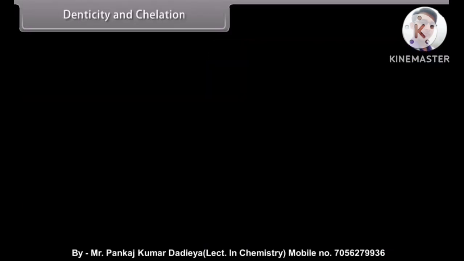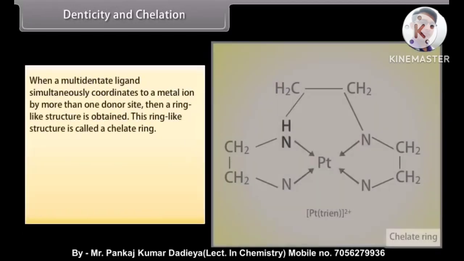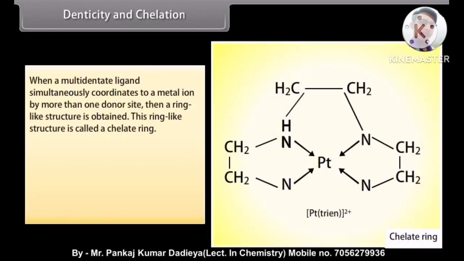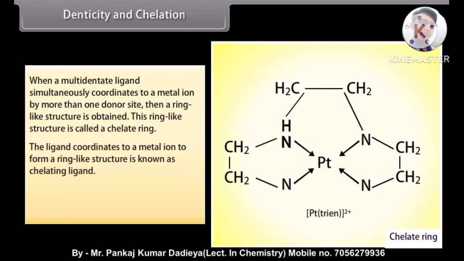Denticity and chelation. When a multidentate ligand simultaneously coordinates to a metal ion by more than one donor site, then a ring-like structure is obtained. This ring-like structure is called a chelate ring. [Pt(trien)]2+ is an example of chelation. The ligand that coordinates to a metal ion to form a ring-like structure is known as chelating ligand.